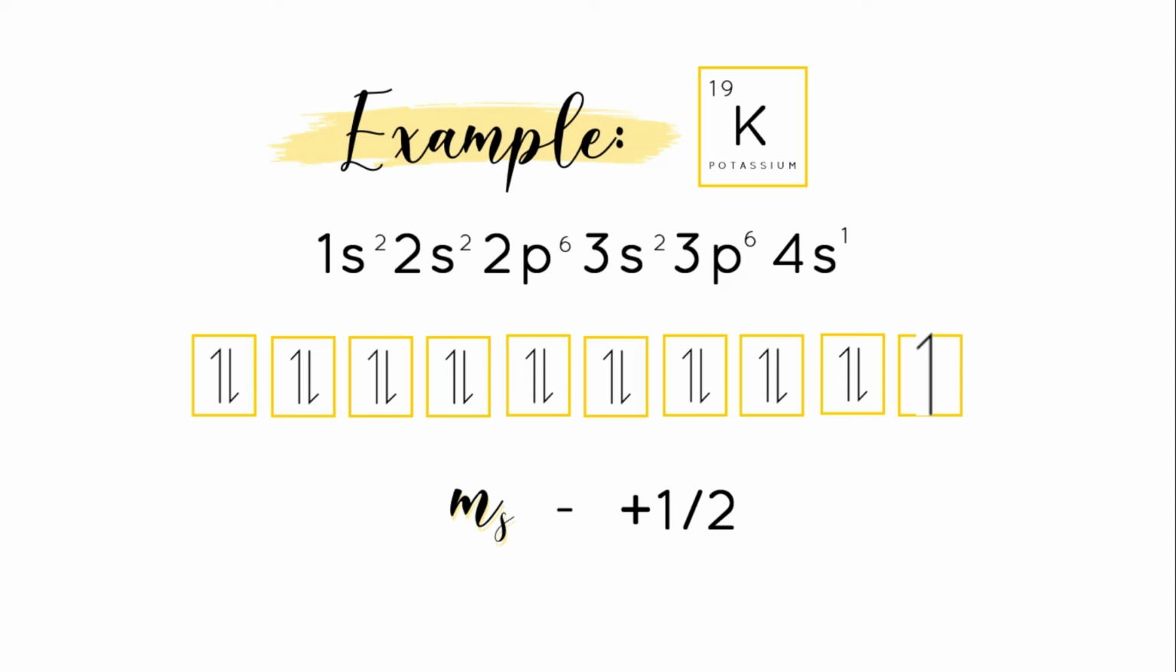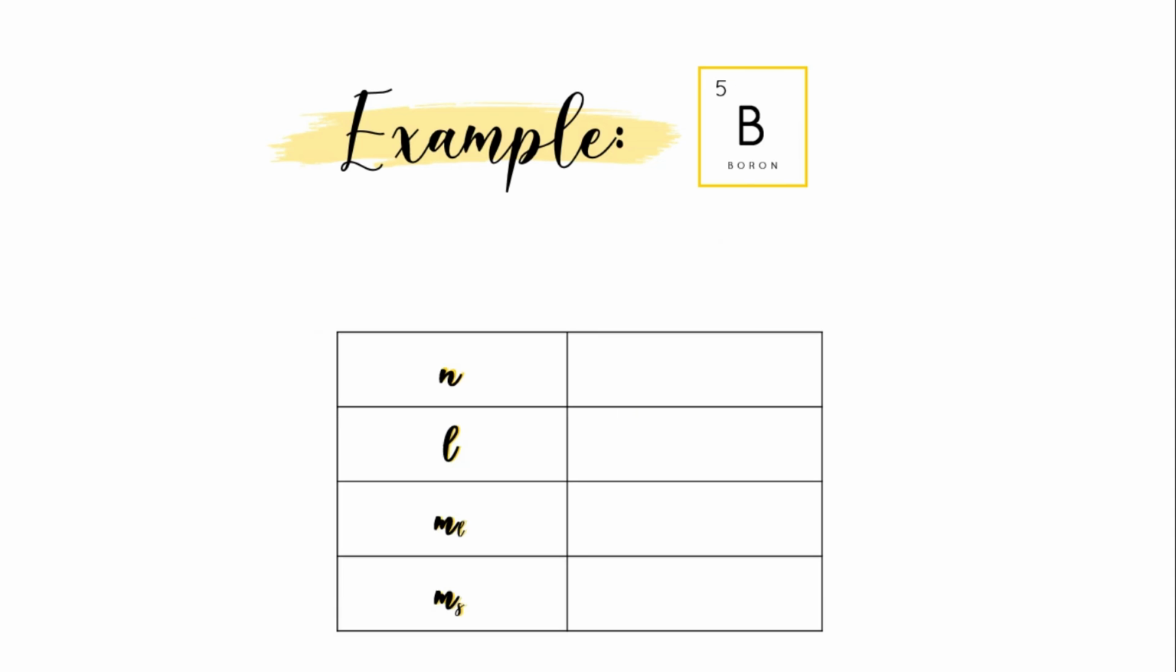So, now let's have a few more examples. We have here the element boron, the 5th element in the periodic table. Feel free to pause the video and solve for its electron configuration, orbital diagram, and quantum numbers.